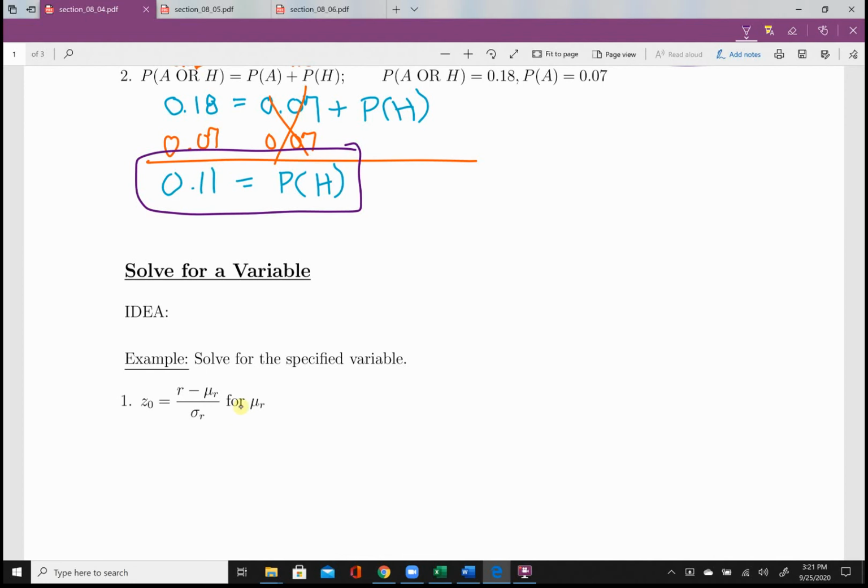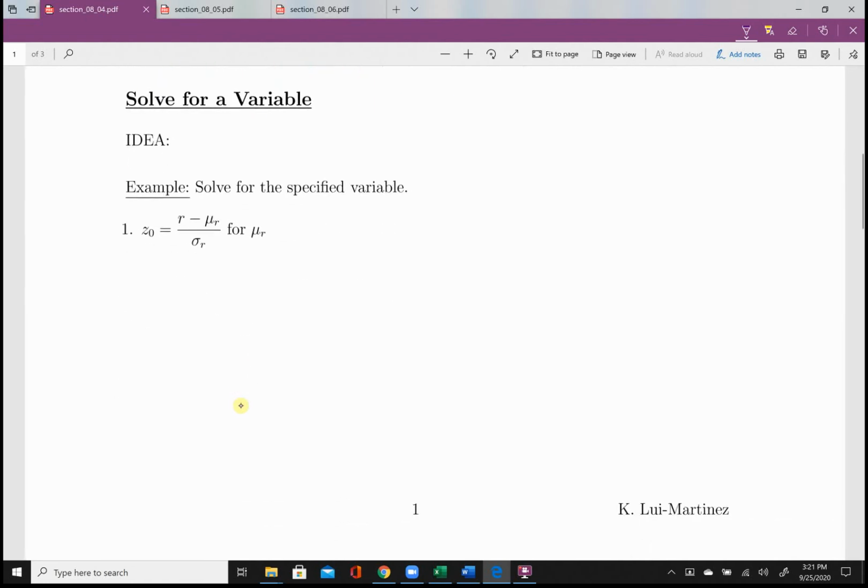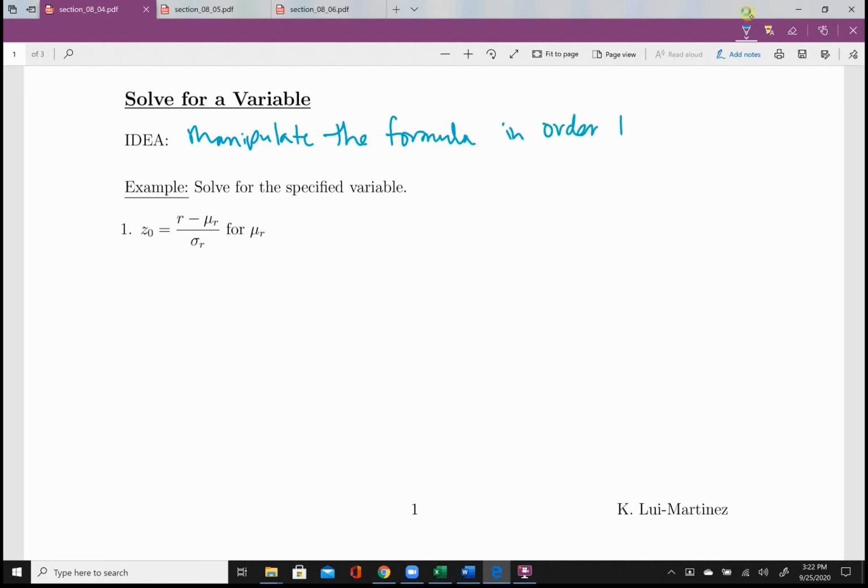So now we're ready to move on to solving for a variable. You're not going to have the value for any of the variables associated with the formula you'll be working with. You're just going to manipulate the formula such that you solve for the variable. So that's what I'm going to break down here as the idea: you manipulate the formula in order to isolate the variable.